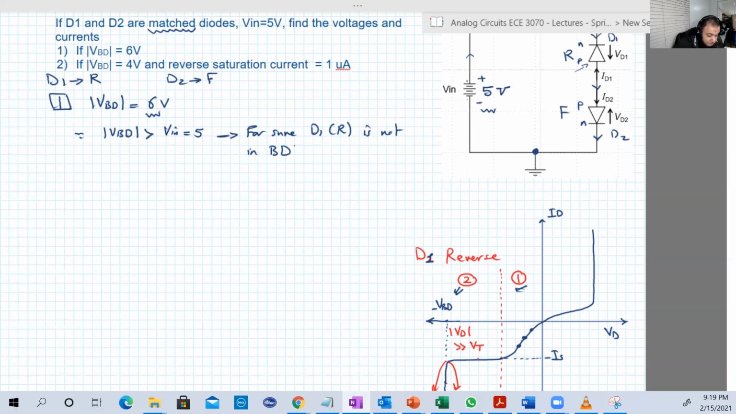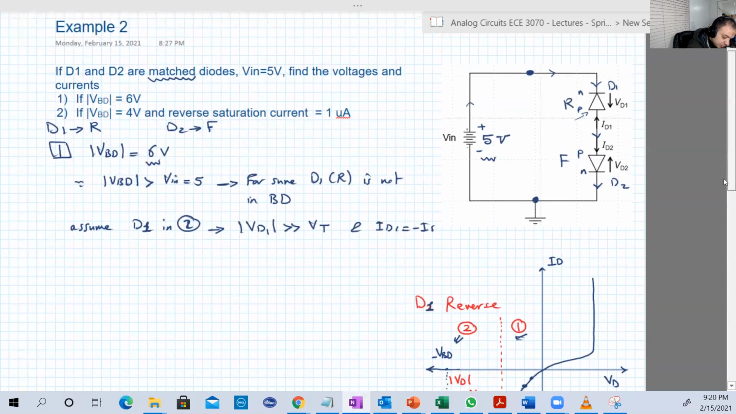But the easier thing here is to assume it's in 2, because if we assume it's in 2, we know for sure the current will be IS. So assume that D2 is in region 2. That means D1's voltage, as a magnitude, is much larger than VT, and ID1 equals minus IS. Good.